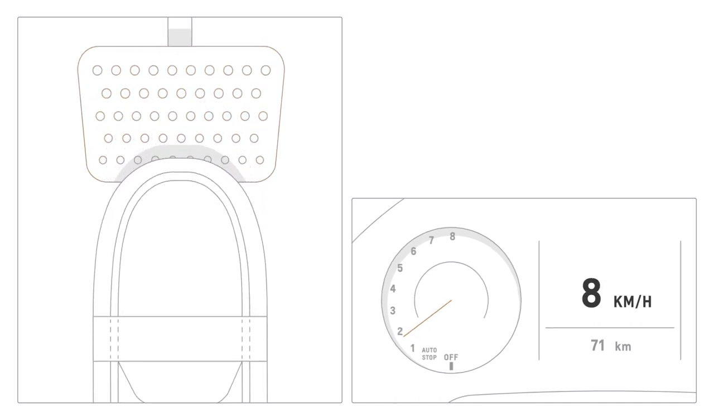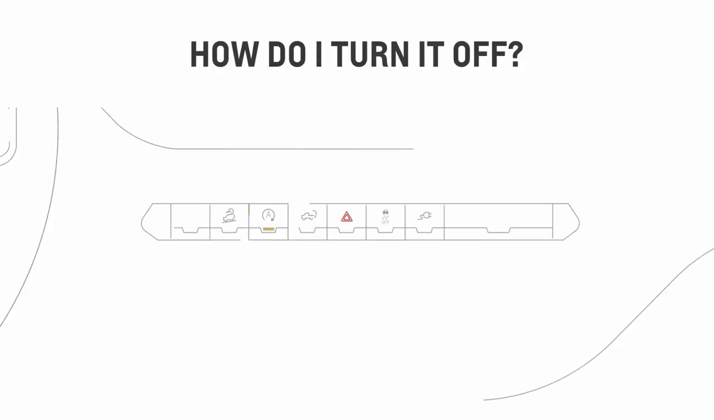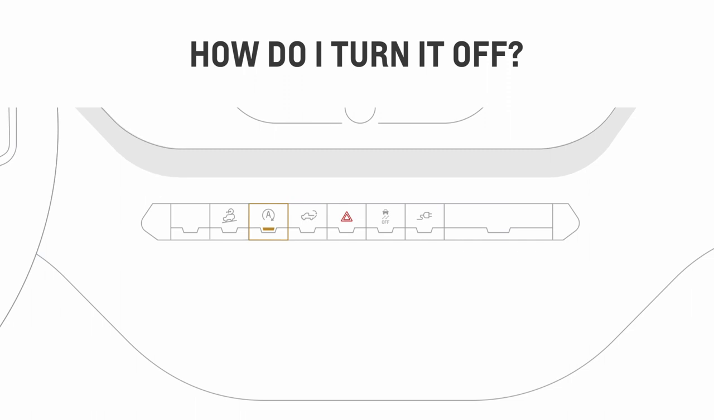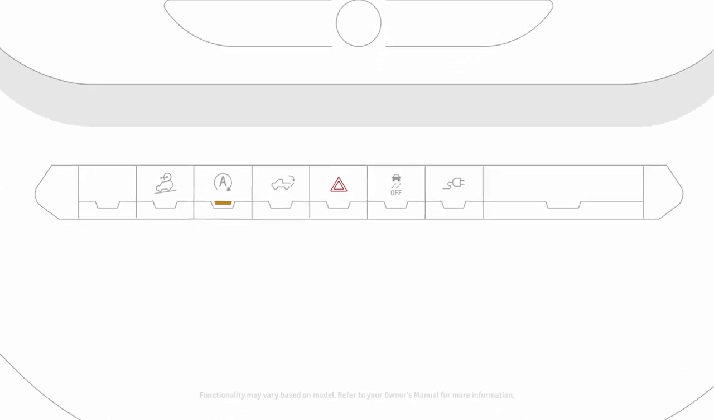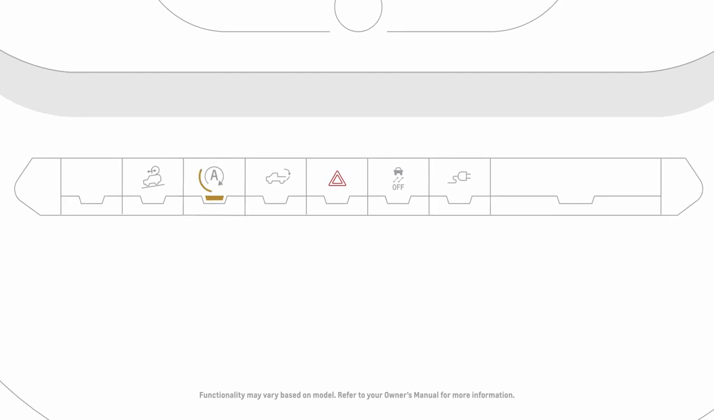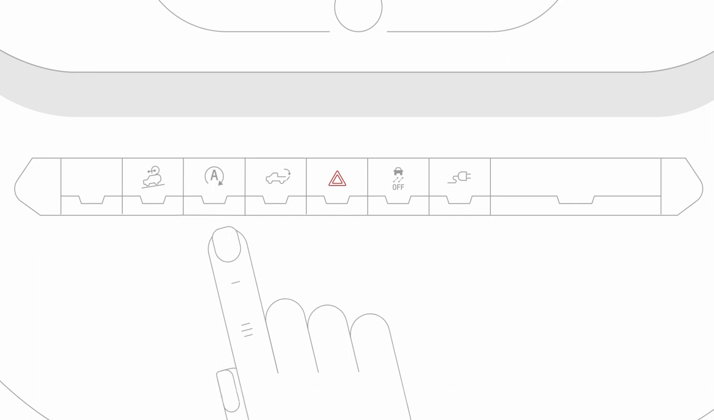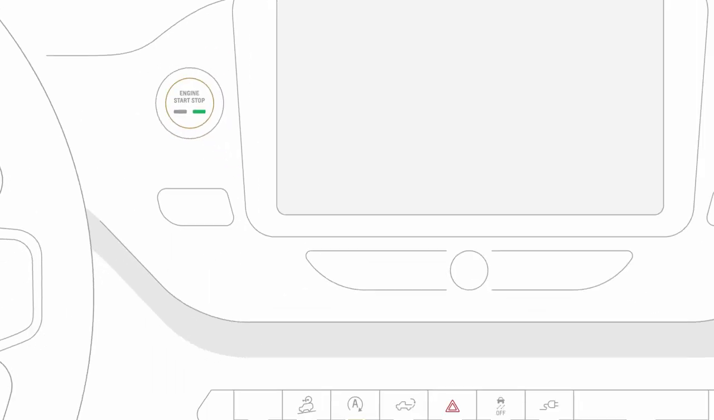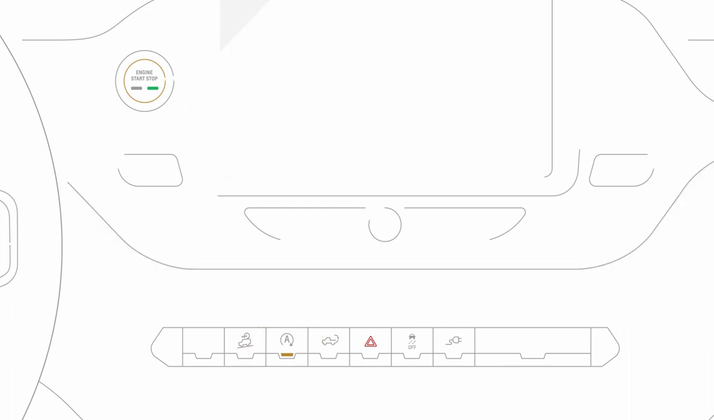If your vehicle is equipped with the stop-start deactivation switch, you can push that to turn the auto stop-start feature off. The switch is labeled with an A, surrounded by an arrow, and you'll know it's turned off when the LED indicator on the switch is off. Auto stop-start reactivates each time the vehicle is started.